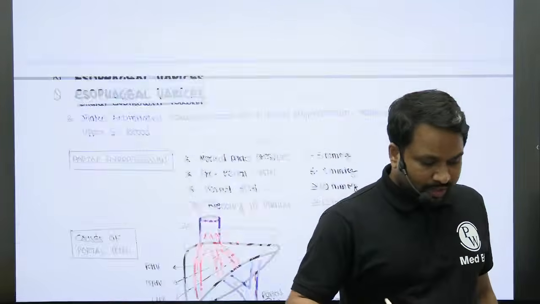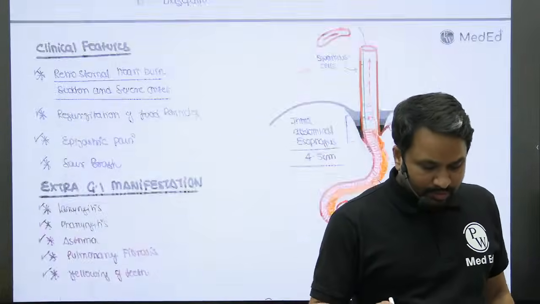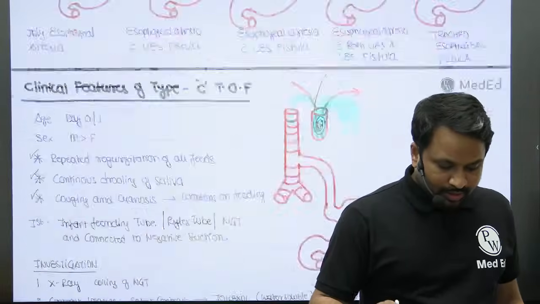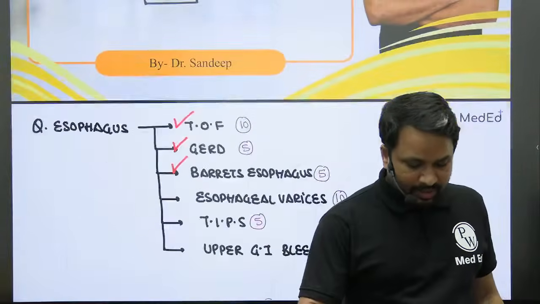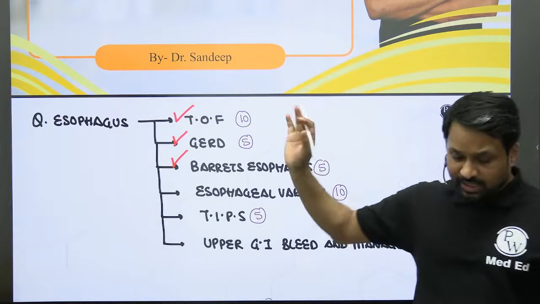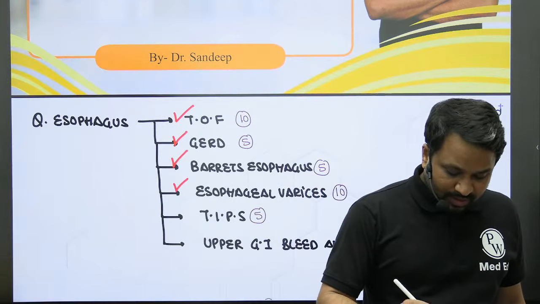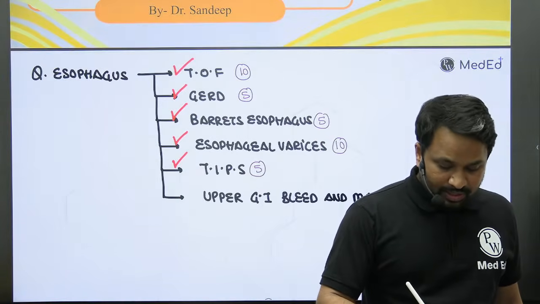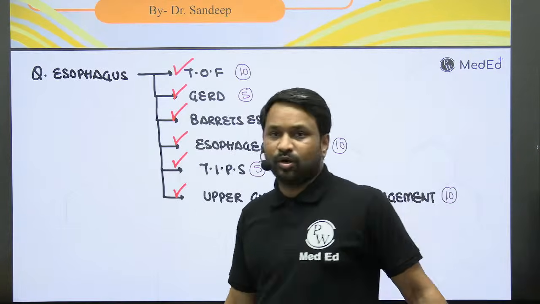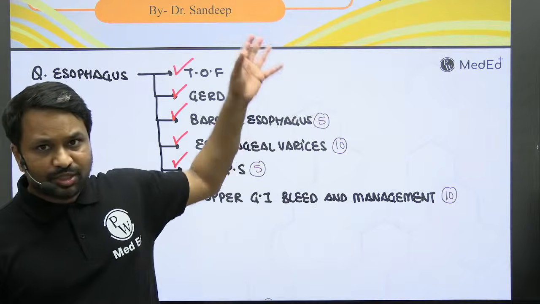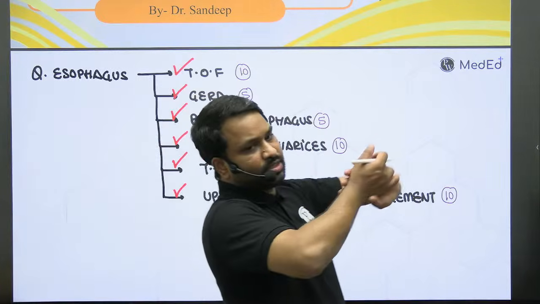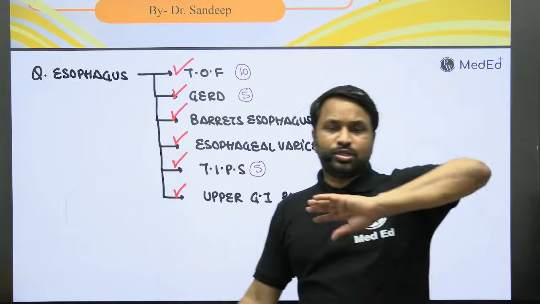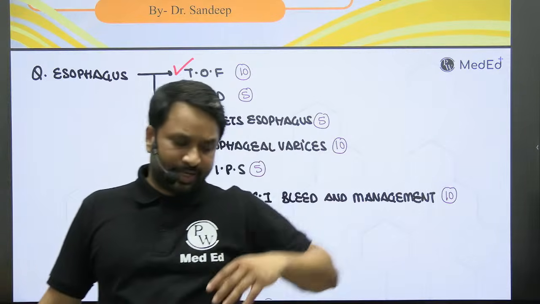So if you look at the questions that we wanted to discuss today, did we complete them all? Let's look at the questions first. Did we complete tracheoesophageal fistula? We did. GERD done. Barrett's done. Esophageal varices done. TIPS done. Upper GI bleed and its management, we have discussed in the same context of your bleeding esophageal varices, your stepwise protocol, that is also discussed, right? So this concludes the discussion for today.